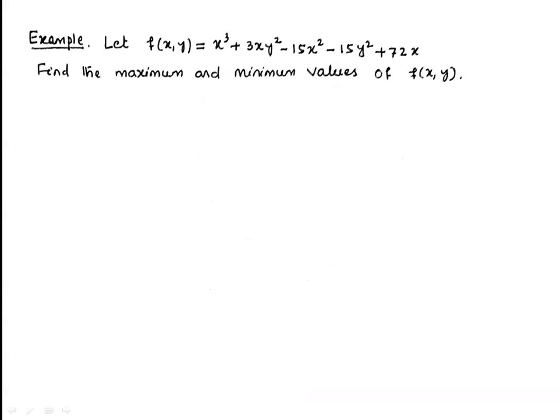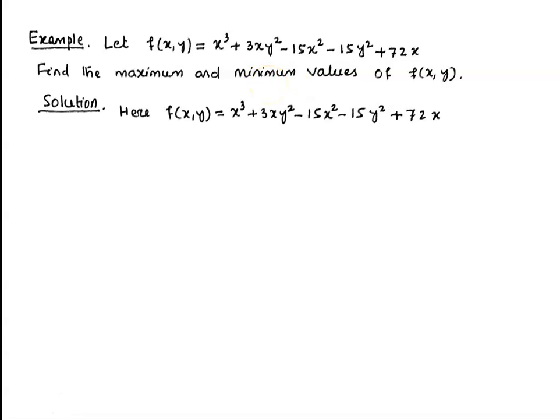Now here we have one more example. Let the function f of x, y be equal to x cube plus 3xy square minus 15x square minus 15y square plus 72x. Find the maximum and minimum value of the function f of x, y. Now here we have the function. Let us find the partial derivative of this function with respect to x and with respect to y.